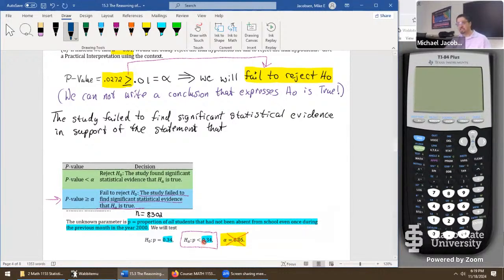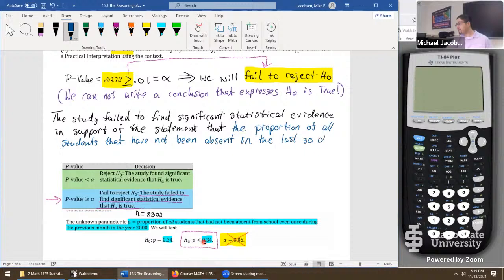So let me see if I can abbreviate that just a touch. The proportion of all students that have not been absent in the last 30 days is below 0.34.